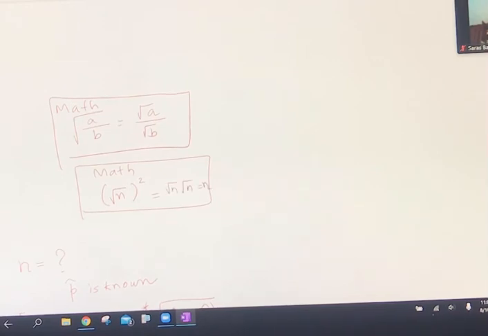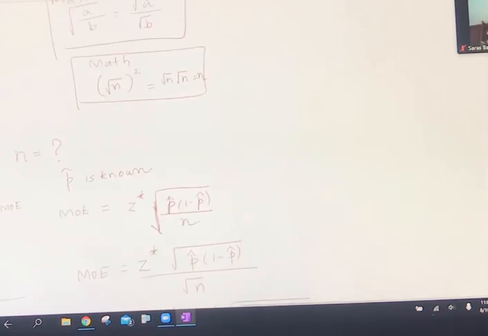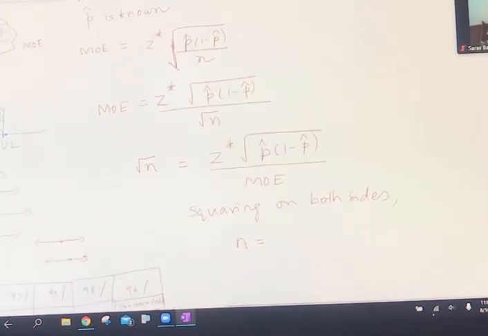All right. So when I square both sides, this is going to give me, on the right-hand side, z star times square root of p hat times 1 minus p hat over the margin of error. Do not forget to square that. That's very important. So I am squaring on both sides, so my radical sign is removed, and the sample size is equal to z star times square root of p hat times 1 minus p hat over the margin of error, the whole squared.